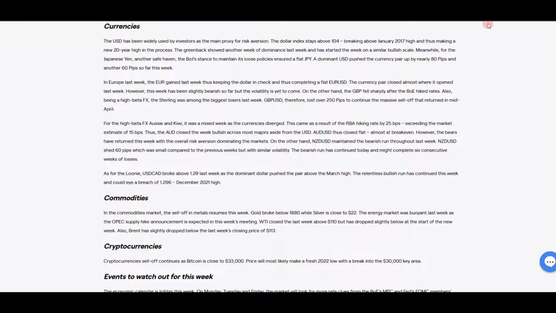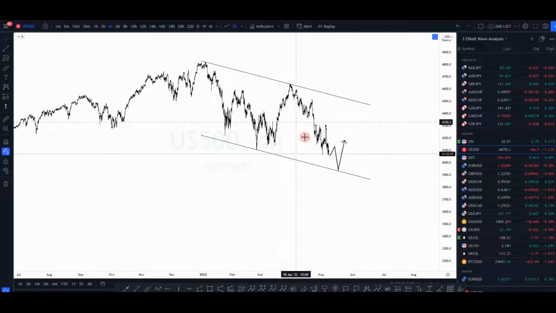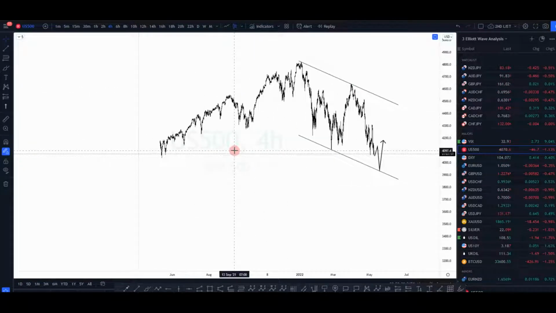Okay, let's quickly dive into what we have for today. Let's start with the S&P 500, and it's very clear that this is a very big bearish run. The bearish move has been like that for the whole of this year, apart from this big corrective bounce that we had between late February and the end of March.